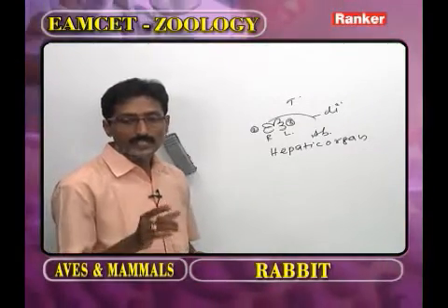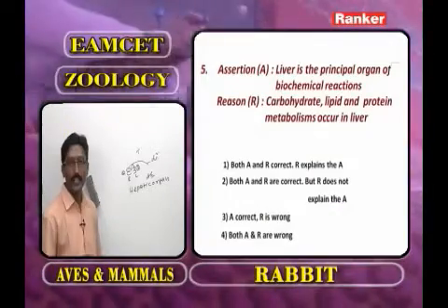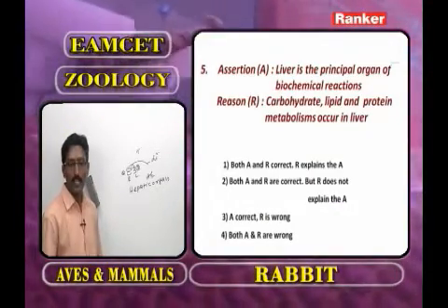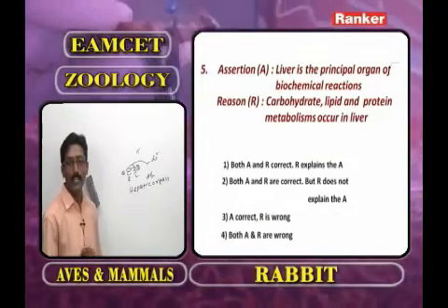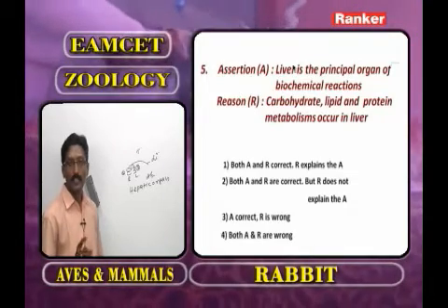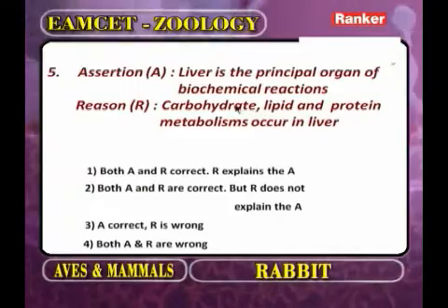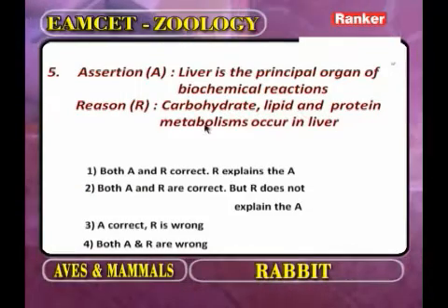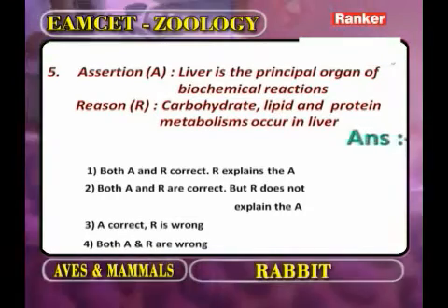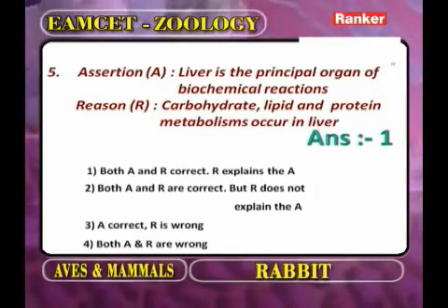Based on this, now the assertion, liver is the principal organ of biochemical reactions. Reason, carbohydrates, lipids and protein metabolism takes place in the liver. So both are correct. R explains A. Now we go for the next question.